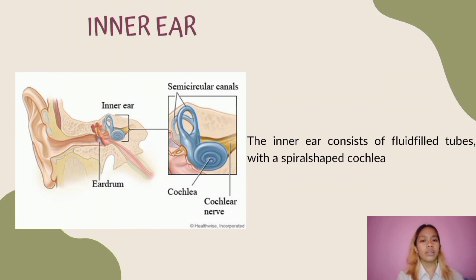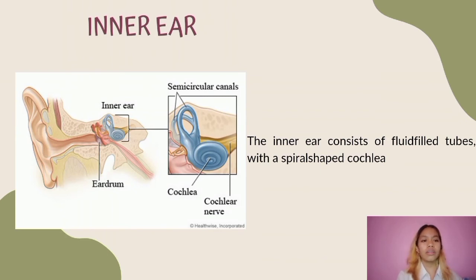About the middle ear, it consists of the middle ear bones, which are called the auditory ossicles. The auditory ossicles consist of the malleus, incus, and stapes. The middle ear is located in the air-filled middle ear cavity.